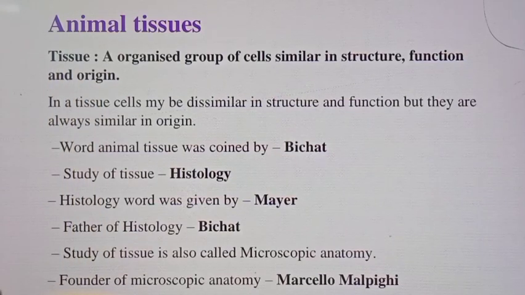The word tissue was coined by a scientist called Bichat. The study of a tissue is called histology. Histo means tissue, logy means study. The word histology was given by a scientist called Mayer, and the father of histology is Bichat. The study of a tissue is also called microscopic anatomy. The main reason is that tissues are studied under the microscope, and we deal with all the aspects at the cellular level.